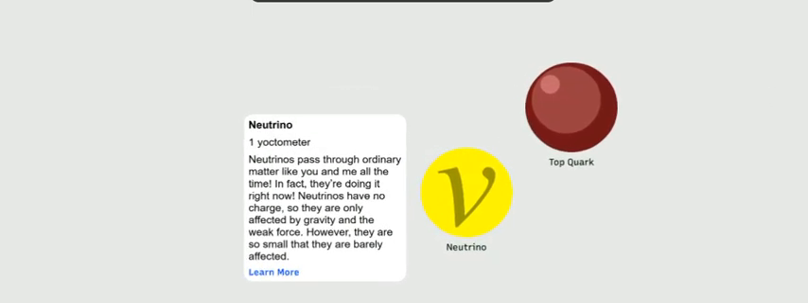Neutrino, 1 octometer. Neutrinos pass through ordinary matter like you and me all the time. In fact, they're doing it right now. Neutrinos have no charge, so they are only affected by the gravity and the weak force. However, they are so small that they are barely affected.